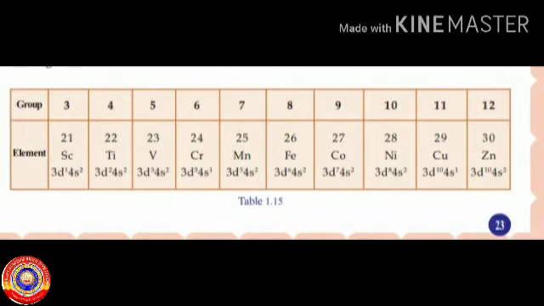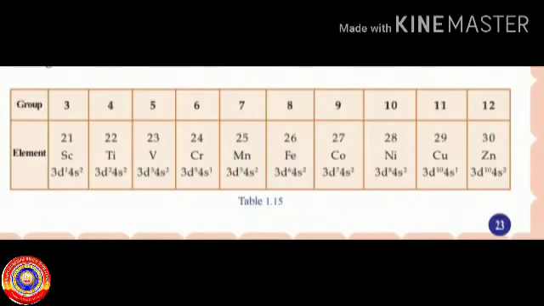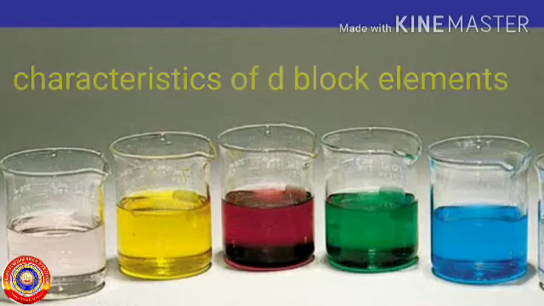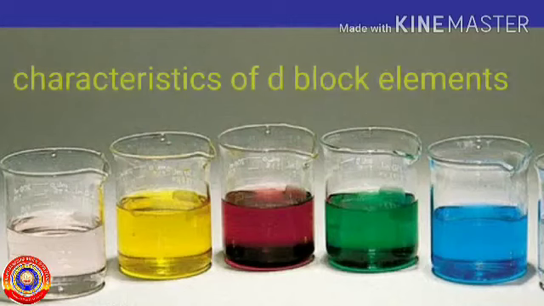That is, the group number of D block elements will be the same as the sum of electrons in the outermost S subshell and the number of electrons in the preceding D subshell. So, if you want to find the group number of D block element, add the number of electrons present in the S subshell and the D subshell. Is that clear? Okay. Now we will learn about the characteristics of D block elements.